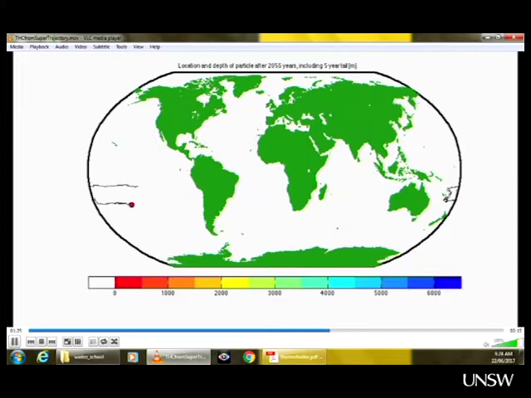So the criteria for these particles, they had to start in the North Atlantic and they had to finish there as well. And what this study did was try to calculate how long that took them. So some particles did a really quick loop, just once, and some of them took, this one takes 2,500 years. It'll get there eventually.